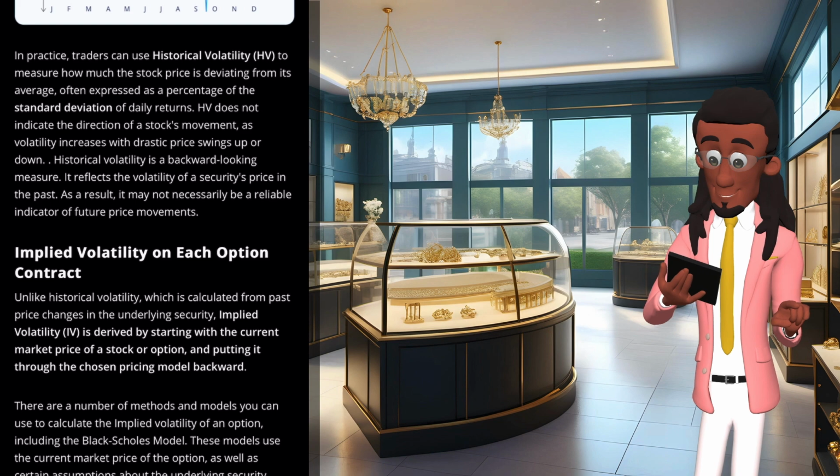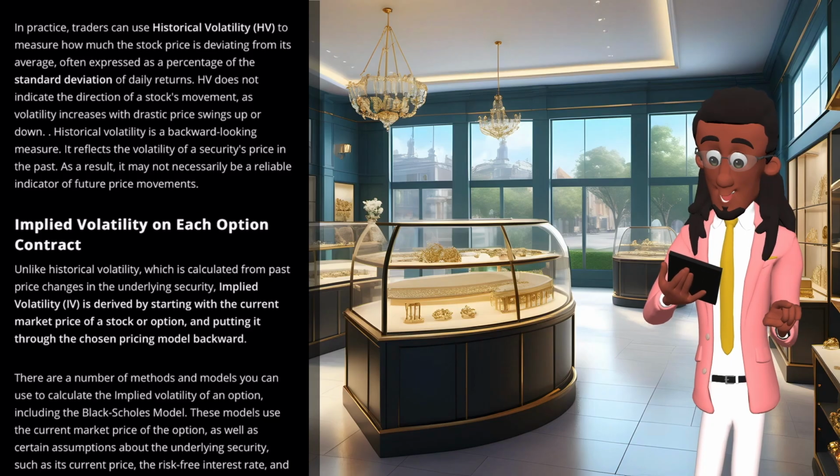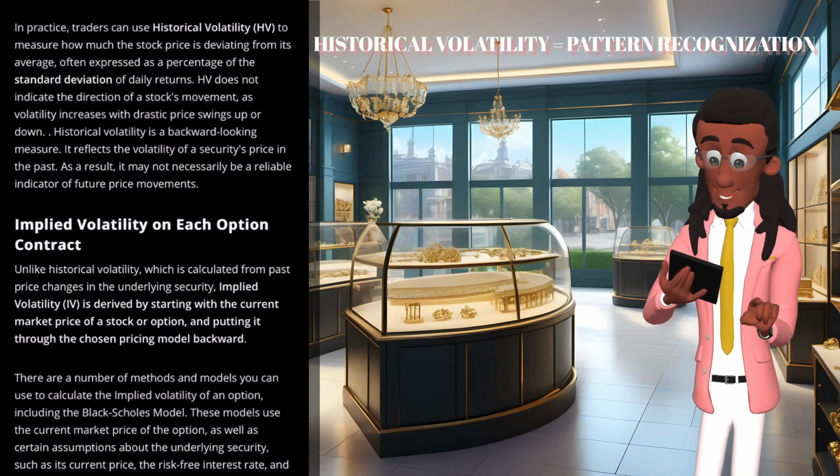HV does not indicate the direction of a stock's movement, as volatility increases with drastic price swings up or down. Historical volatility is a backward-looking measure, i.e. historical. It reflects the volatility of a security's price in the past. As a result, it may not necessarily be a reliable indicator of future price movements. More like a pattern recognizer than a future predictor.